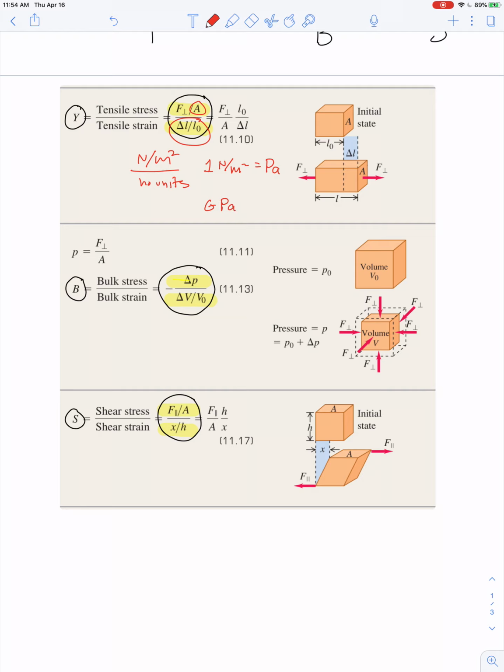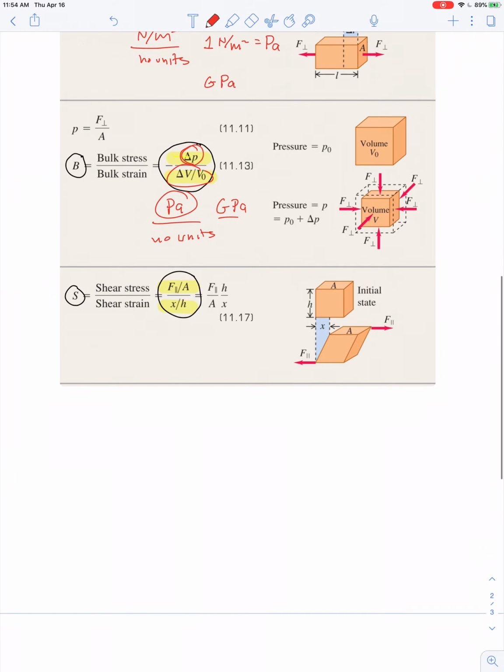Same thing for bulk modulus. Pressure is measured in pascals, and you can see the denominator has no units. So the bulk modulus of a material is also measured in pascals, or more commonly, gigapascals. And the same is true for shear modulus. Force per unit area is newtons per square meter. X divided by h is also a dimensionless quantity. And newtons per square meter are pascals. And if the shear modulus is large enough, it would be expressed in some amount of gigapascal.